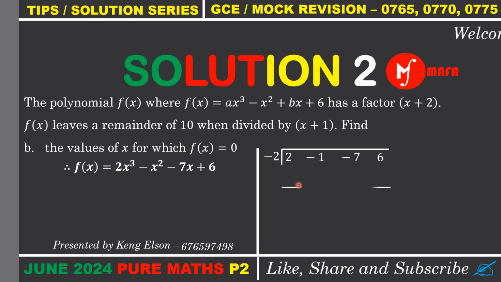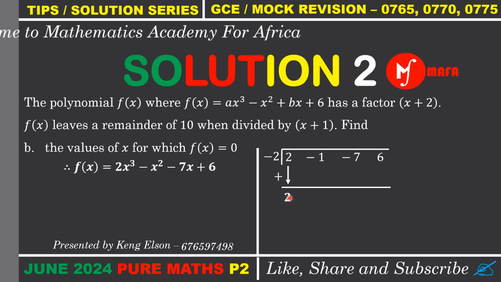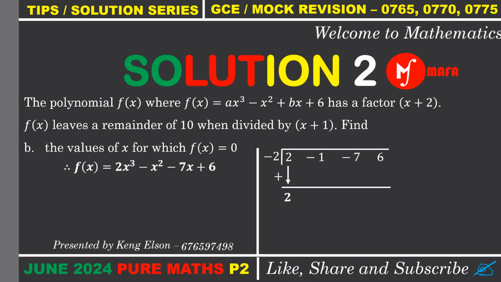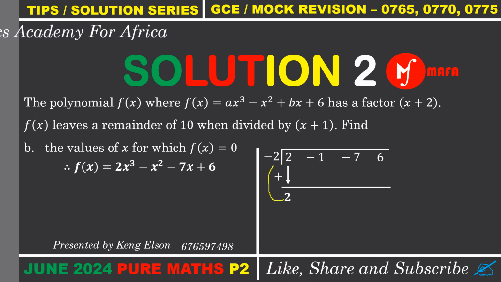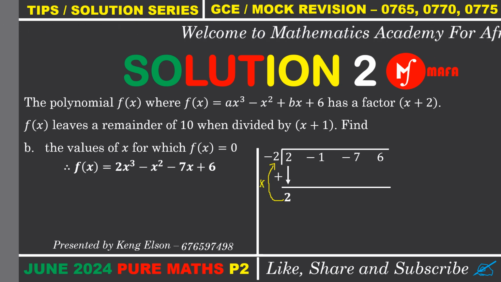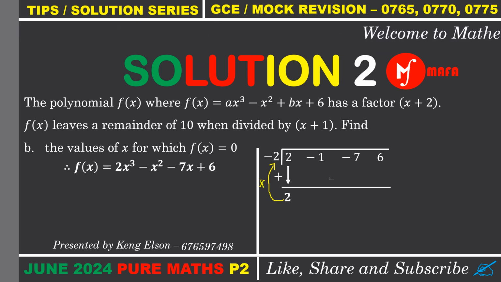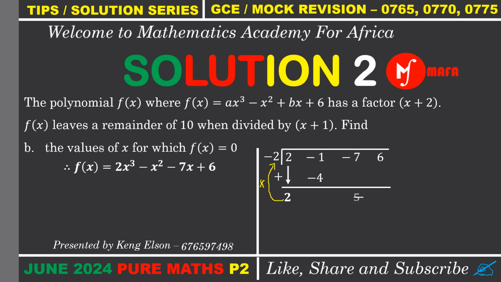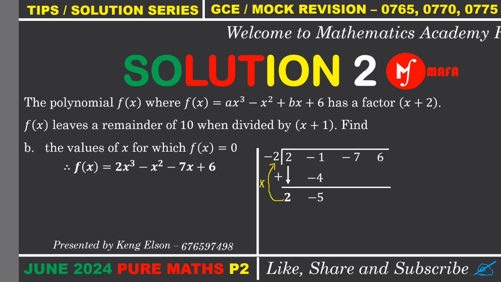Now we always bring down the first coefficient. Alright, so we always bring down the first coefficient. Then we do a series of multiplication and addition. So we are going to be multiplying, then later we add. So what is 2 times negative 2? It is negative 4. Look at where I'm placing negative 4. What is now negative 1 plus negative 4? It is negative 5.